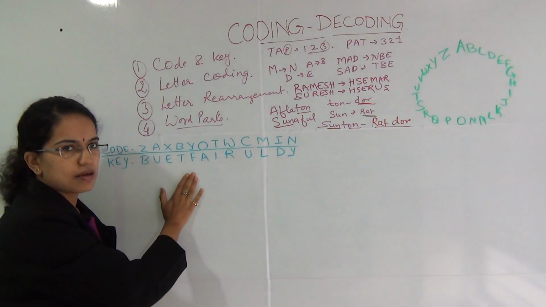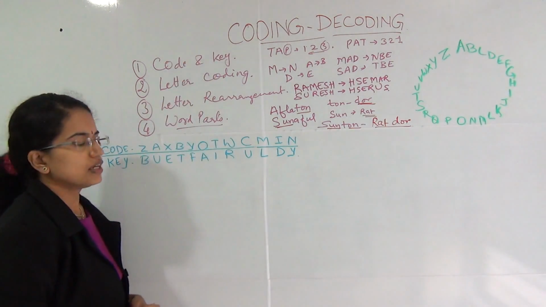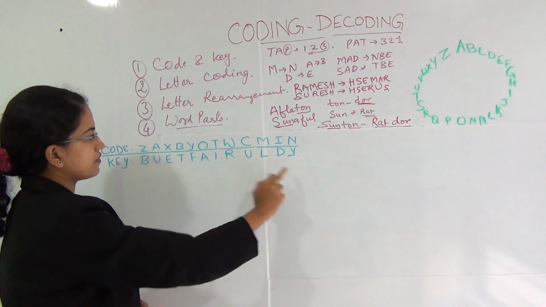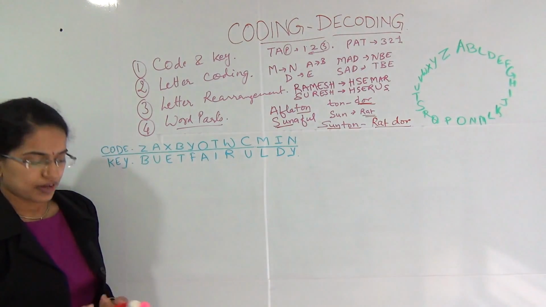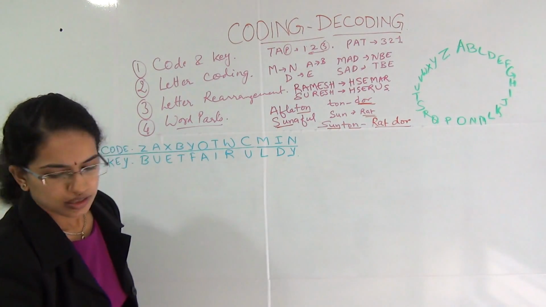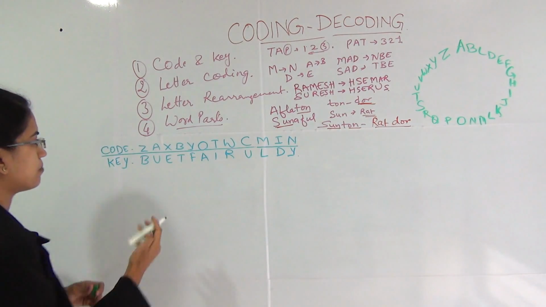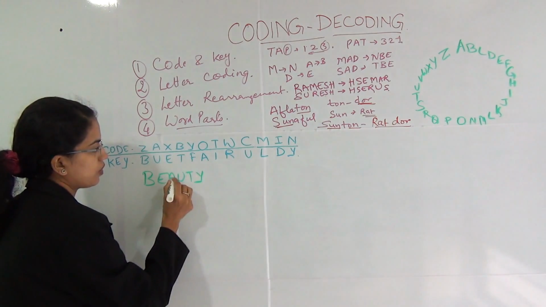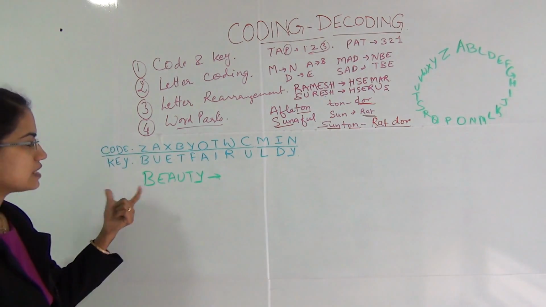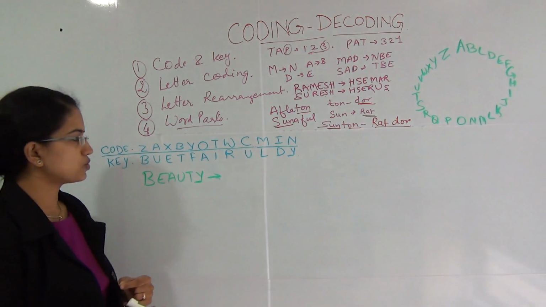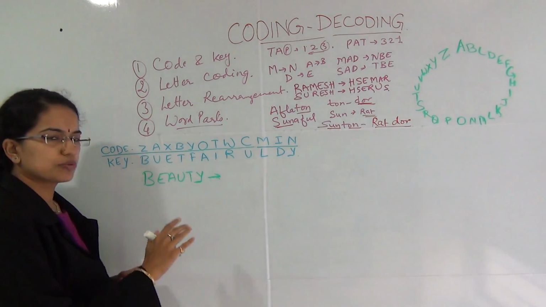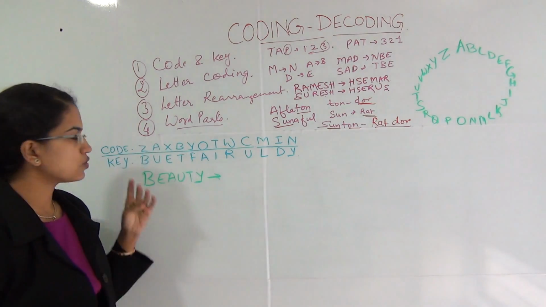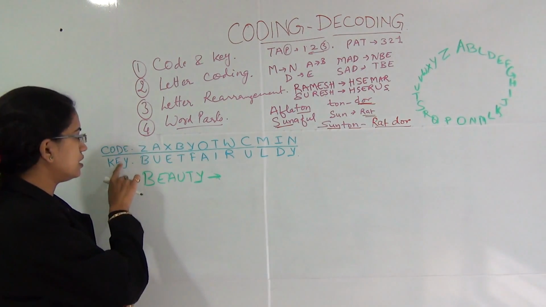So I have the first example for you based on code and key. For this code and key problem, you have a set of keys given and a set of codes given. Now if I say you have to find out the code for a word, say for example beauty, based on what is given above, what would be the solution? In this kind of problem, 90% of the students get confused between code and key. So intentionally to confuse the students, I have mentioned key below the code.